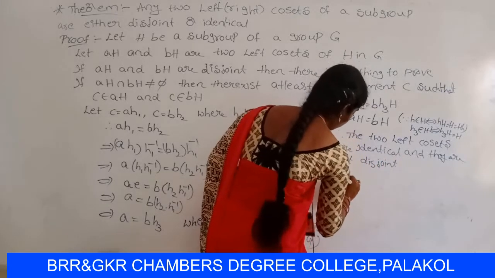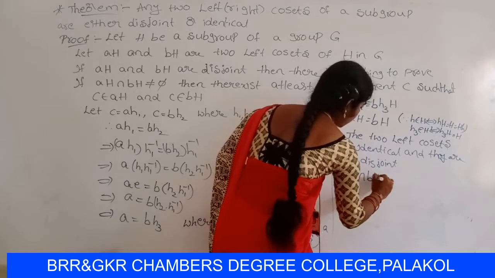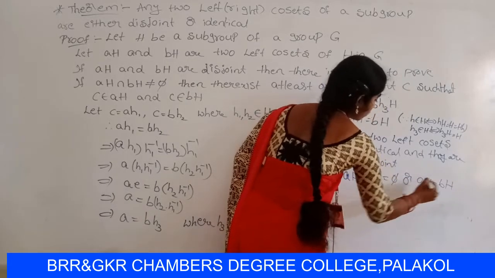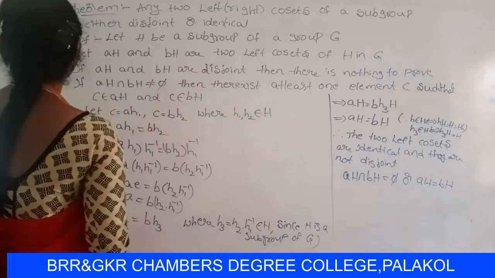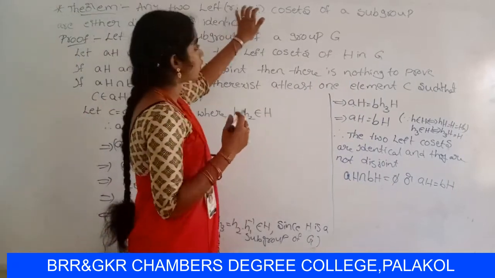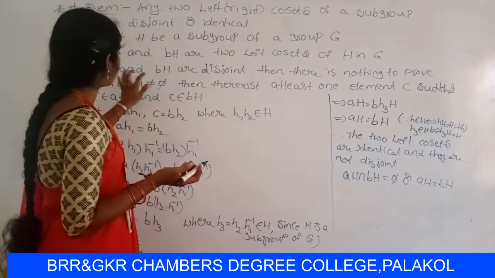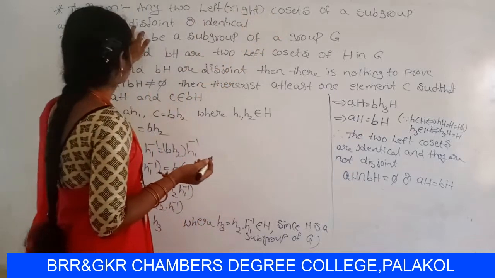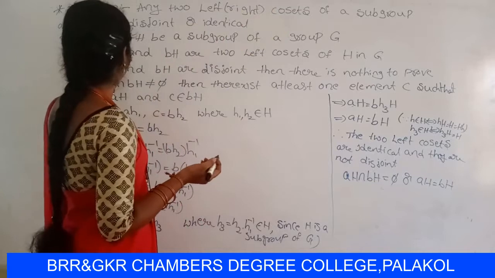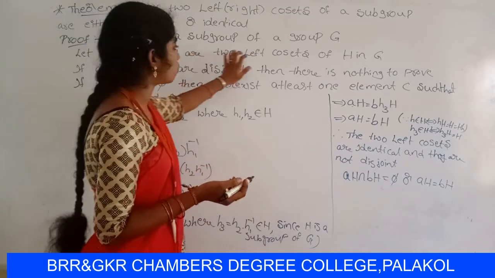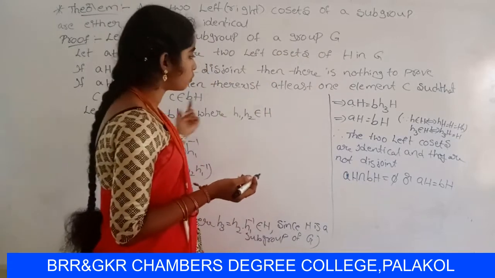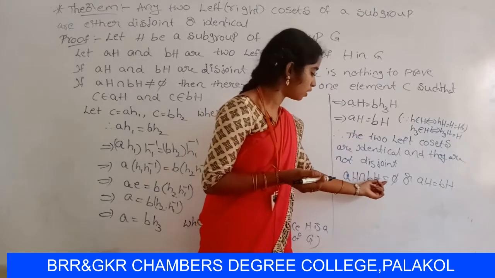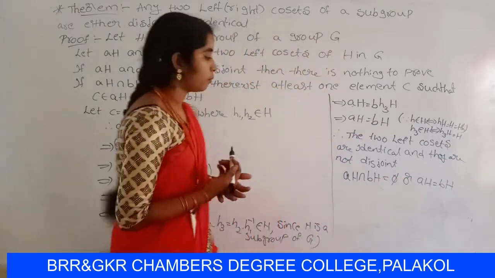That is AH intersection BH equal to phi, or AH equal to BH. So this is the theorem. First of all, consider any two left cosets or right cosets. Let us consider AH and BH. Any two right cosets of a subgroup are either disjoint or identical. So consider HA and HB, two right cosets of H in G. Finally we have to prove HA intersection HB equal to phi or HA equal to HB.